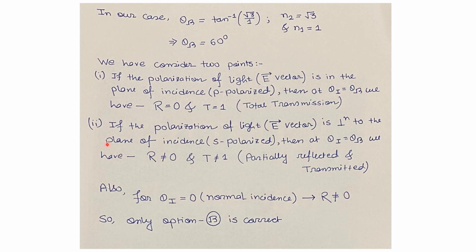And the second point is, if the polarization of light, that is the E vector, is perpendicular to the plane of incidence, so this is S polarized light, then at the angle of incidence θ equals θ_B, we have the reflection coefficient not equal to 0 as well as the transmission coefficient not equal to 1. So this is the case of partially reflected and transmitted light for the S polarization case. Also, for the angle of incidence θ equals 0, that is normal incidence, the reflection coefficient is not equal to 0. So if we consider all the points, then we can conclude only option B is correct for this question.